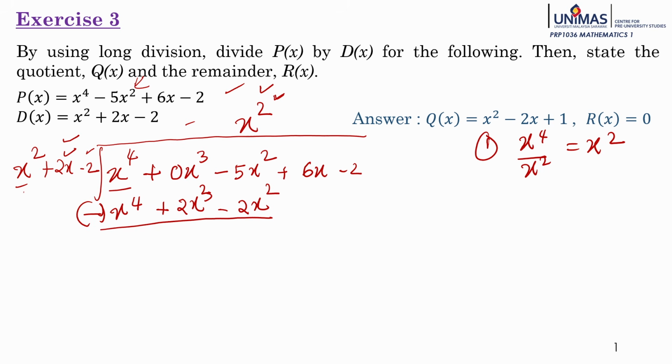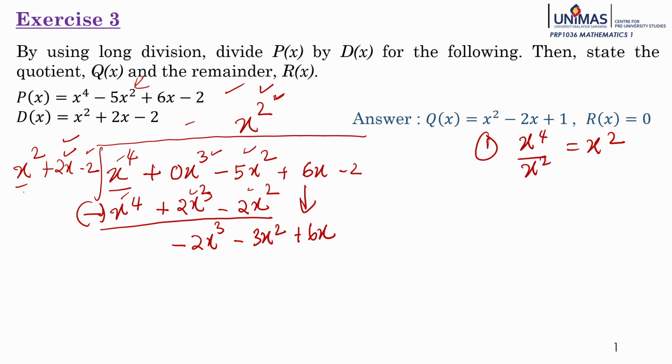So when we subtract, this one must be 0. And then 0x cubed minus 2x cubed, that means we get negative 2x cubed. Negative 5x squared minus negative 2x squared means we get negative 3x squared. After that we put down here plus 6x.